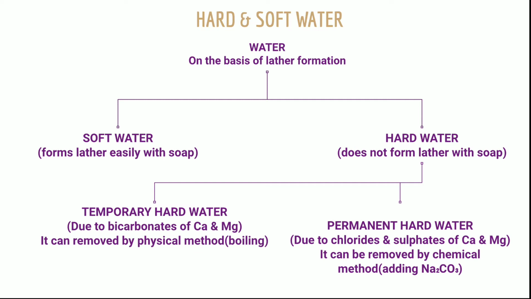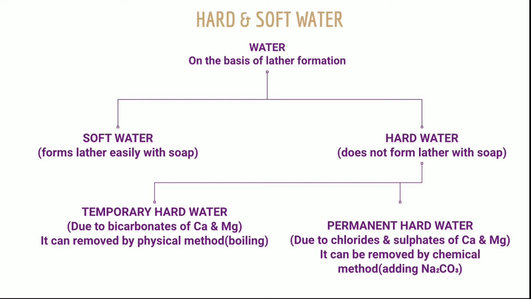Temporary hard water is caused due to the presence of bicarbonates in the water, like calcium bicarbonate and magnesium bicarbonate. This temporary hardness can be removed if we boil the water. We can easily remove this temporary hardness.